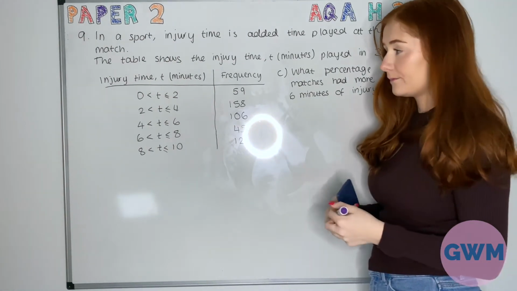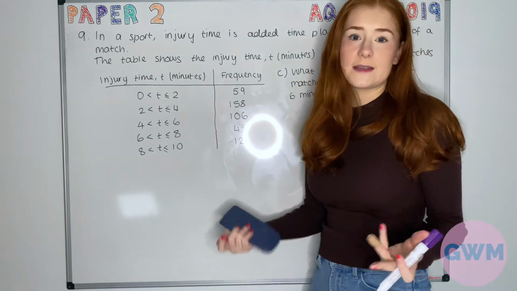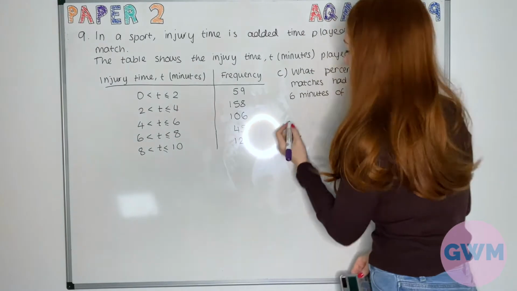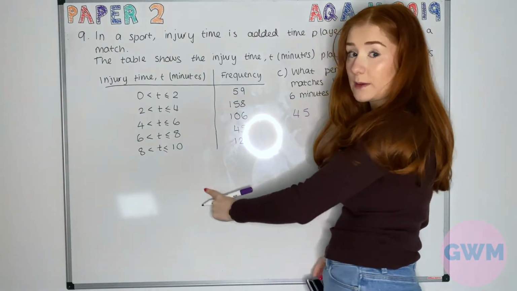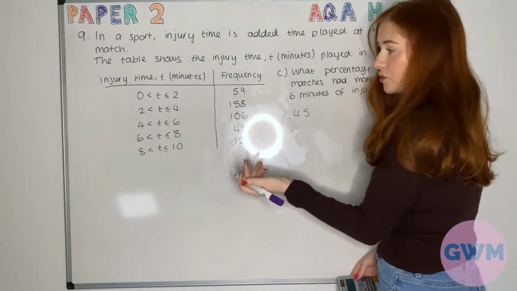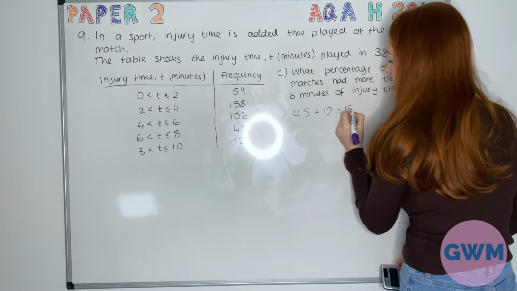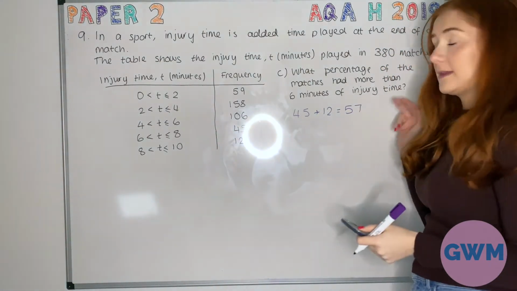The final part of question 9 says, what percentage of the matches have more than 6 minutes of injury time? So let's look at our frequency table again. Okay, well, how many had more than 6 minutes? Let's start there. Well, this band here is more than 6, so 45 definitely had more than 6. And in addition to that, the last band, which is between 8 and 10 minutes, also definitely had more than 6. So if we add those 2 together, we get 57. So 57 matches fall into the band that we're looking for.